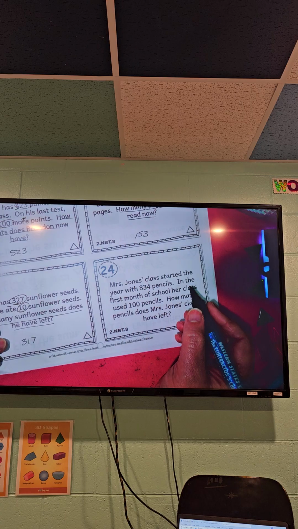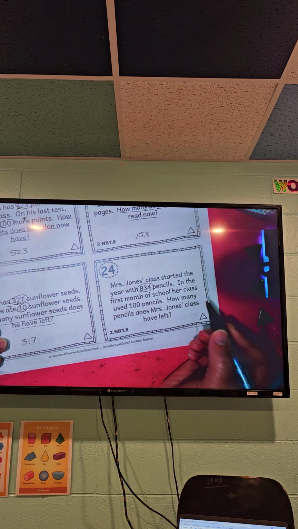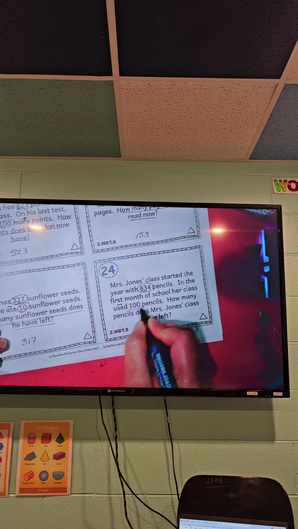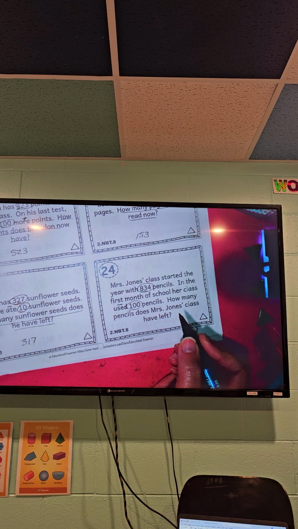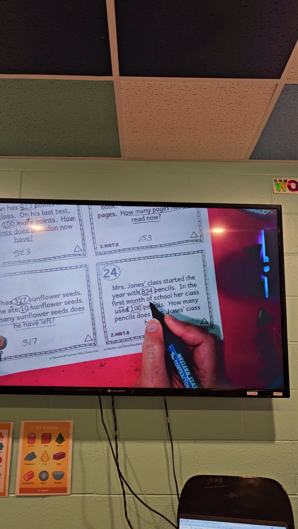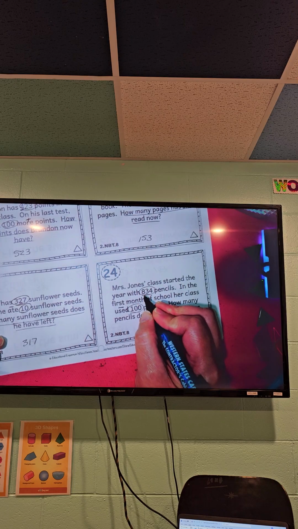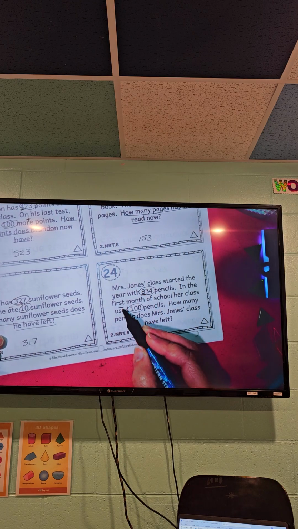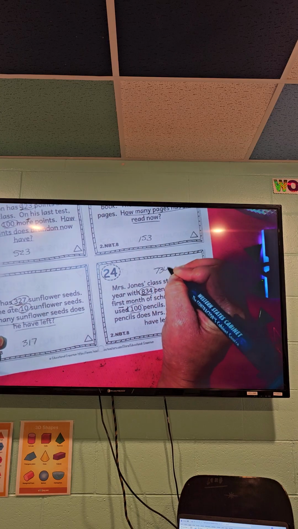Mrs. Jones' class started the year with 834 pencils. In the first month of her class, they used 100. Used means take away, because they've used them, they're no longer there. So we're subtracting. Underline the hundreds place. 8 decreases by 1, so you get 734.